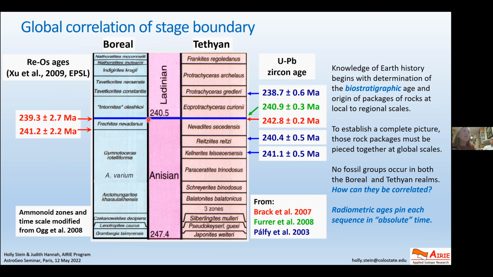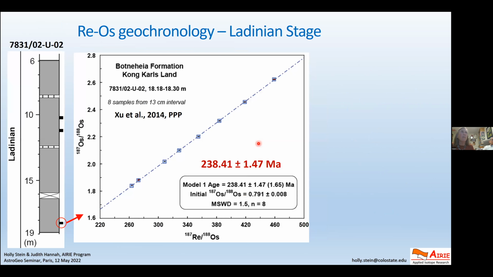So we were able to pin these particular ammonite zones to these ammonite zones in Tethyan and say that's where the correlation takes place. Previously, with no ammonite species in common, there was no way to correlate between them. So this was a terrific start on doing this kind of work. But the uncertainties are too big for what we want to do.